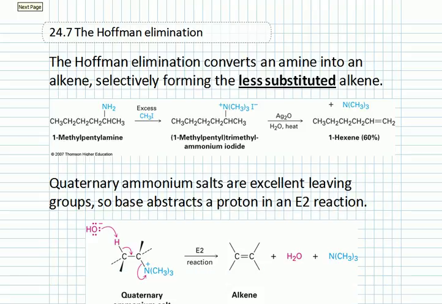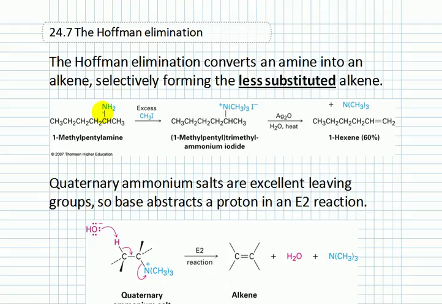However, the Hofmann elimination, which is its own section, is a very important reaction, right? You can tell Hofmann did a lot of work with bases. He's got two reactions named after him in the amine chapter here. But the Hofmann elimination is a very useful chemical reaction.